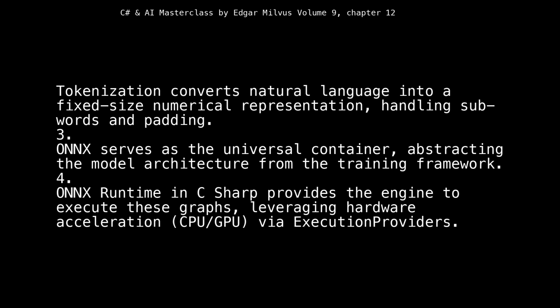Tokenization converts natural language into a fixed-size numerical representation, handling subwords and padding. 3. ONNX serves as the universal container, abstracting the model architecture from the training framework. 4. ONNX Runtime in C# provides the engine to execute these graphs, leveraging hardware acceleration, CPU/GPU, via execution providers.